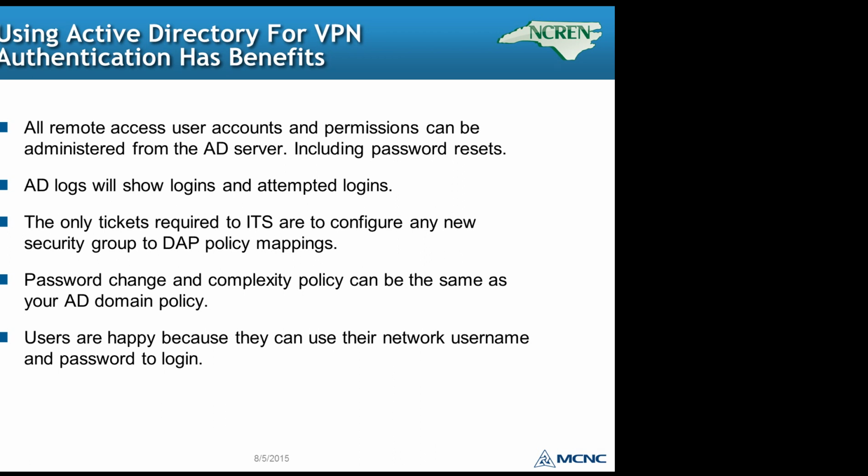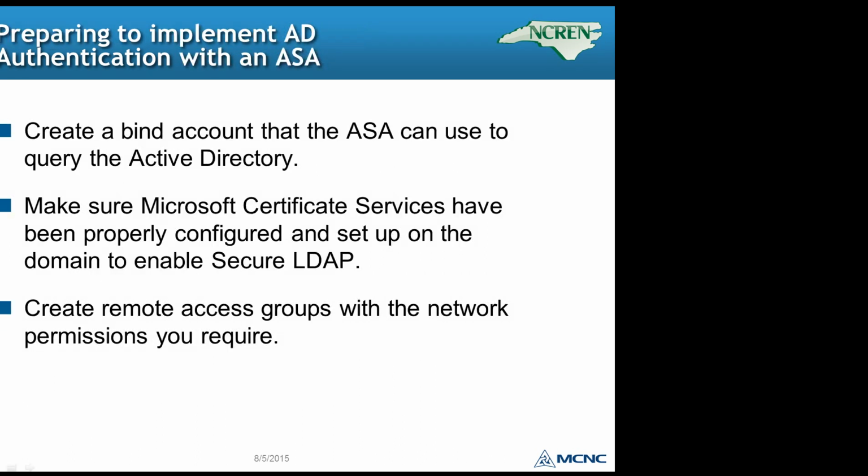So what do we have to do basically to get ourselves set up to do this? Essentially on the AD side, what you're going to want to do to prepare is actually fairly simple. You're going to need to create a bind account that the ASA can use to query the Active Directory. And essentially all that account needs to be is just a standard user account. It doesn't have to have permissions to anything else in your directory.